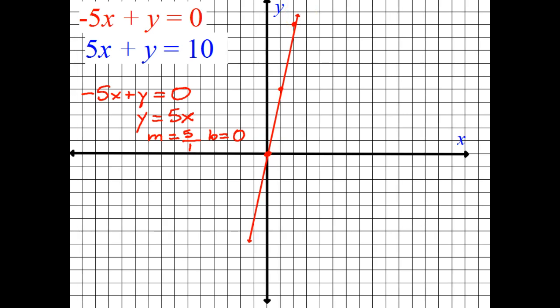Next, let's do 5x plus y equals 10. We'll move the 5x to the other side, so I get y equals negative 5x plus 10. So I have a slope of negative 5 over 1 and a y-intercept of 10. Let's start at 10: 1, 2, 3, 4, 5, 6, 7, 8, 9, 10. There we go. And my slope is negative 5 over 1, so I go down 5 over 1.